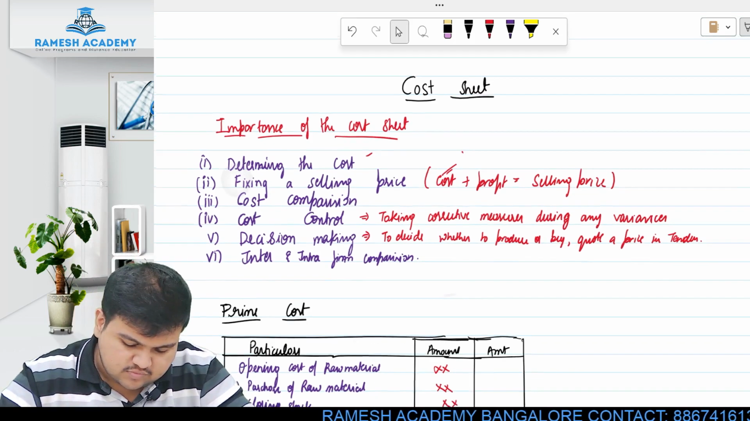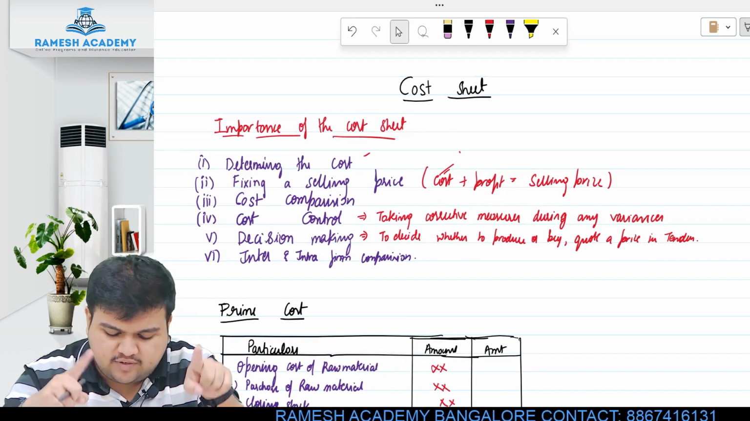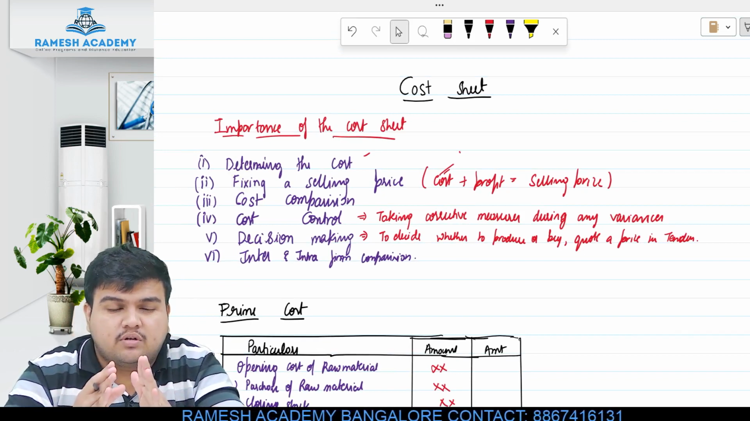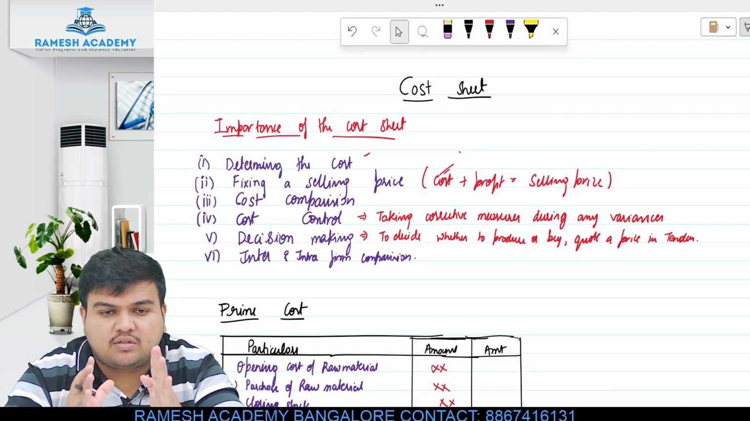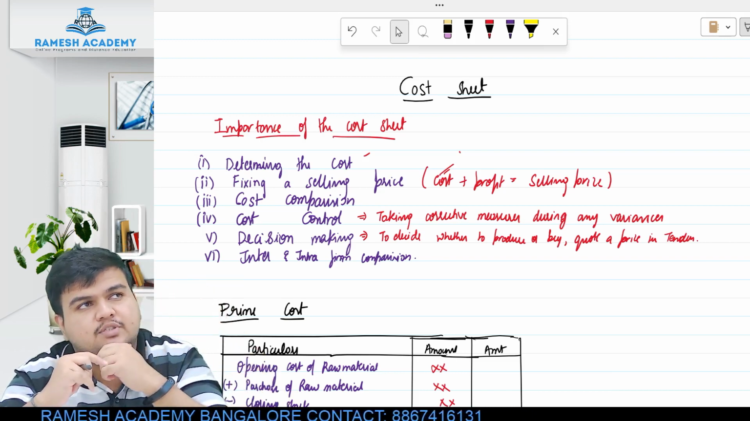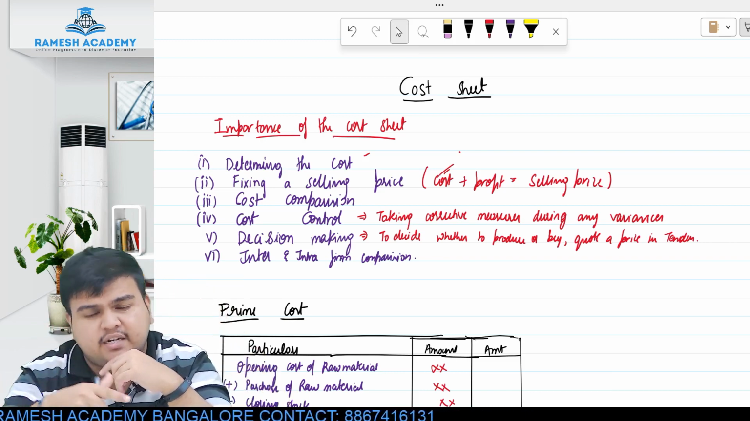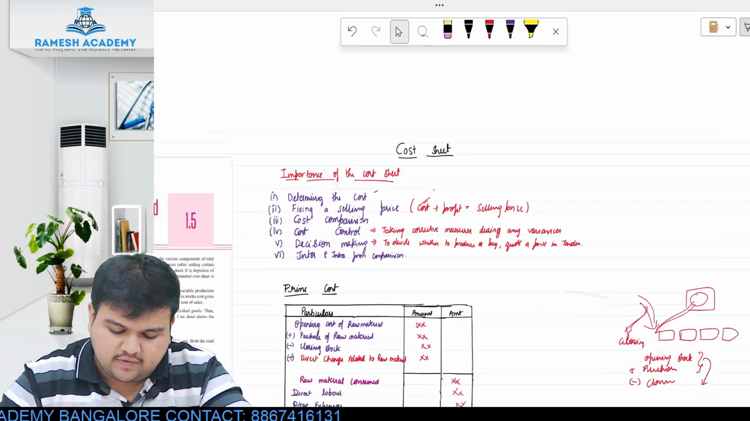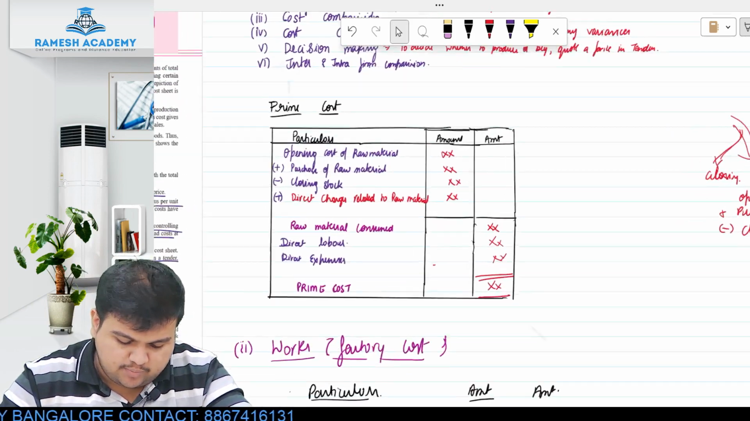Decision making. Decide whether to produce, or to buy, or to quote a price. To determine the price of a product, you need a cost sheet, and you need a cost. Like, this much cost I am incurring, whether I should purchase it from outside, whether I should outsource it, everything. That decision is left to you based on that.